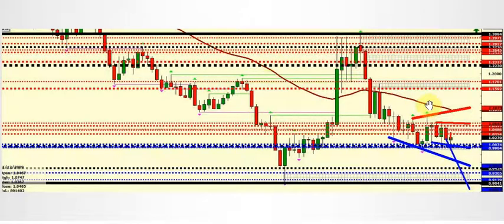So the overall trend is down. Swing traders are going to be looking primarily for sells. Day traders will still have plenty of room to take trades in either direction.